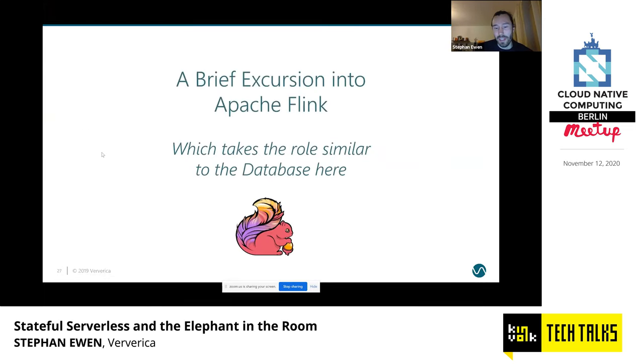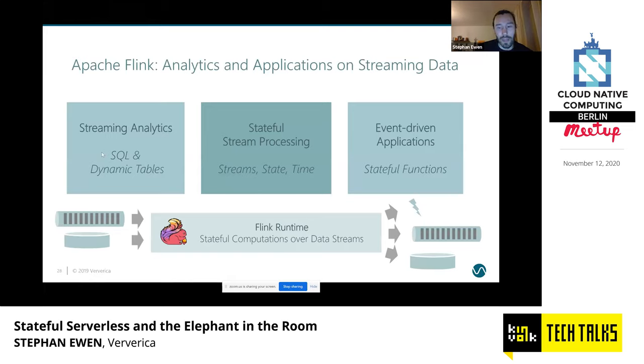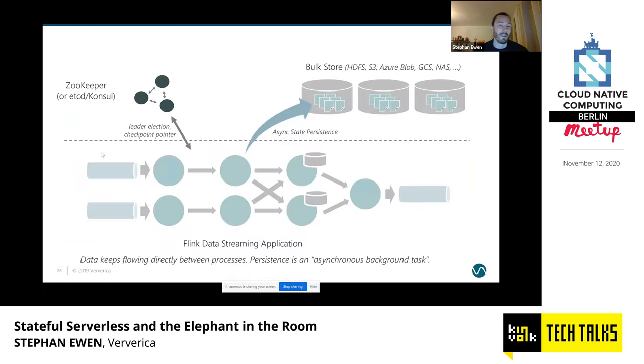I do have a few slides on Apache Flink, but I can't go through many of them for the sake of time. Just want to briefly mention, if you're interested, Flink as a whole is a pretty interesting framework. It does a lot of things. We're building event-driven applications, stateful functions, on one API aspect of it. It supports streaming SQL analytics, stateful stream processing, and all of this on top of a fabric that is computing over data streams and doing asynchronous state persistence through snapshots to a system like S3.